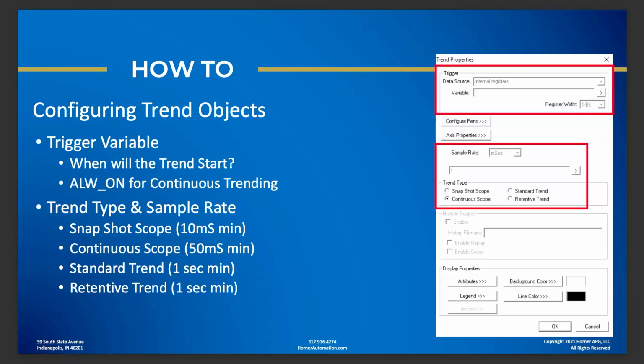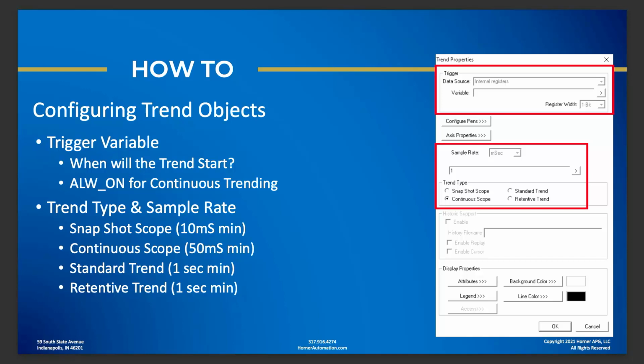Next, you need to configure a trigger variable for that trend, okay? And that trigger variable determines when the trend will start. So let's say you've got a snapshot scope or a continuous scope. You're going to need to use some sort of button on the screen or something similar to start that trend. In the case of a button on the screen, it should be a toggle switch, because you're going to want to turn that variable on and leave it on. Okay? So it should be a toggle, not a momentary.